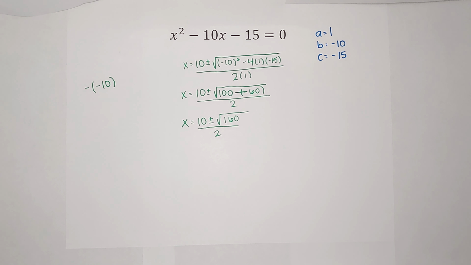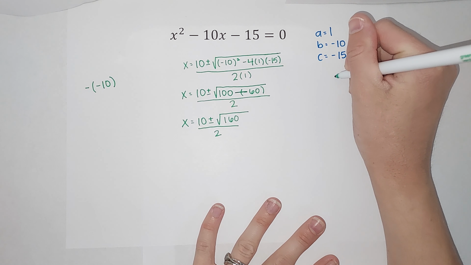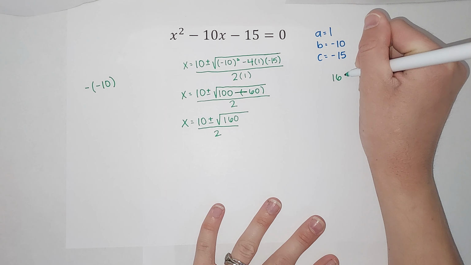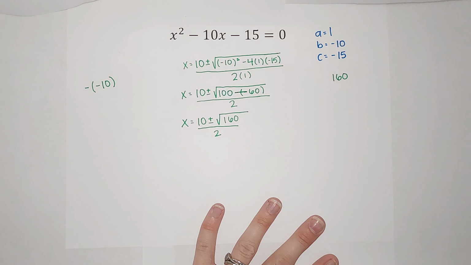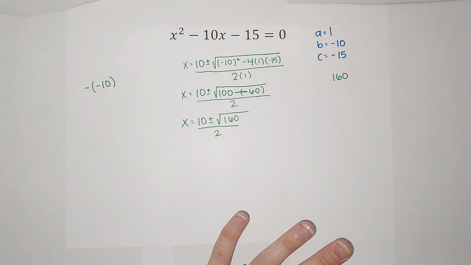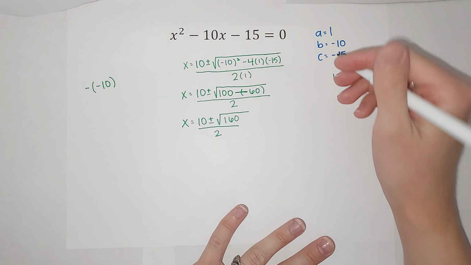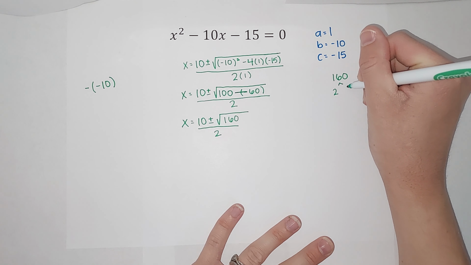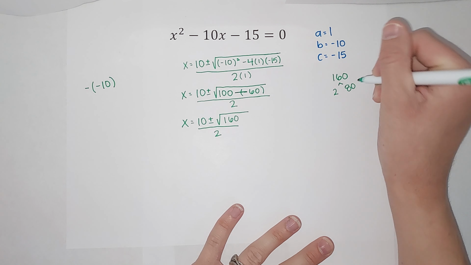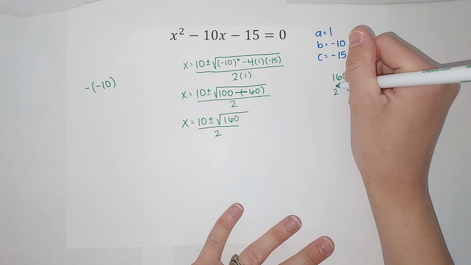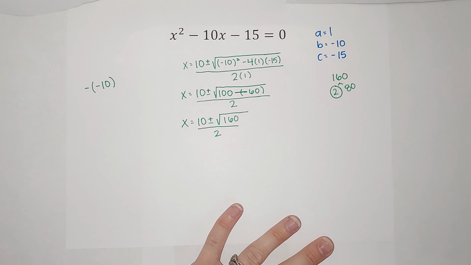If you need a reminder on how to simplify square roots, I'll link a video in the corner for you. But what we do is we take 160 and we want to find the prime factorization of 160. So I'm going to break it down. I know that 2 times 80 gives me 160, and then I circle any prime numbers.